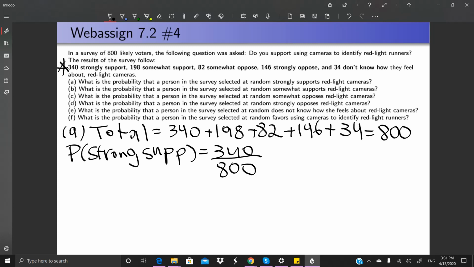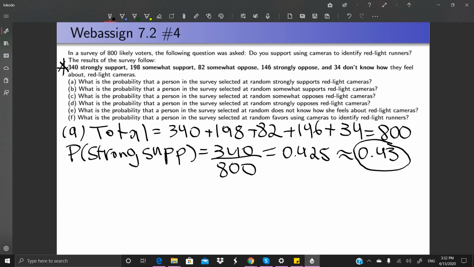But on the quiz on Webassign, it's going to say round your answer to 2 decimal places. And every question that has you do any probability or anything like that is going to ask you to round to 2 decimal places. So let's do that here. So this is 0.425, and then let's round up to 2 decimal places. So you'd enter 0.43. Right, so be really careful as you enter these in Webassign for the quiz. So this right here is the probability that a person strongly supports.